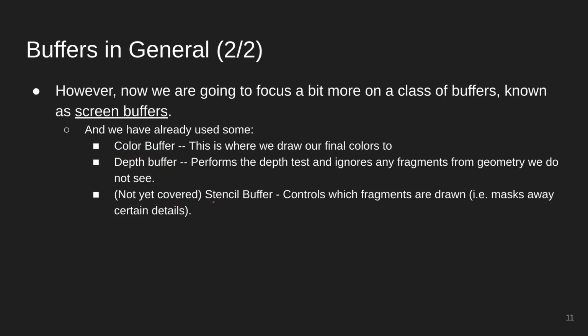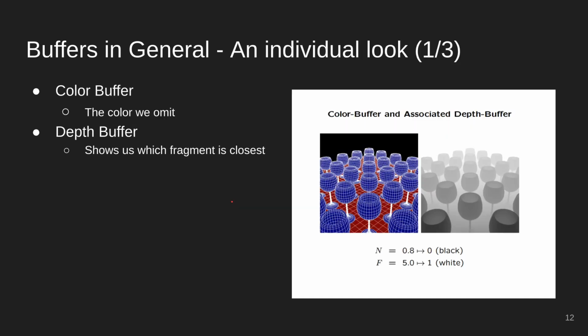And something we didn't cover, but it's another type of screen buffer, is the stencil buffer, which controls which fragments are drawn. So a stencil is a way to sort of mask away certain details. And this can be helpful if you only want to show part of the scene, for instance.